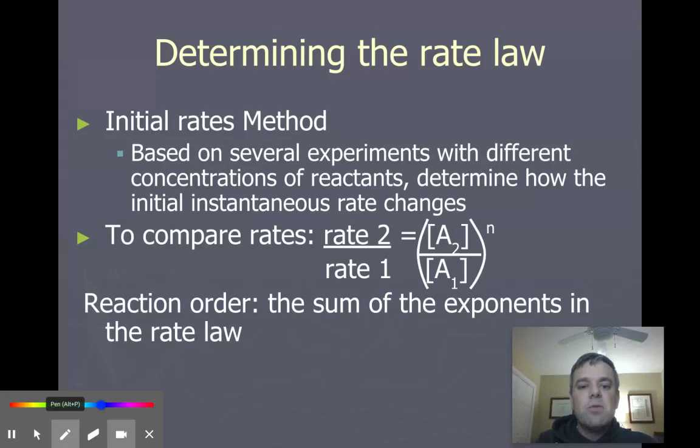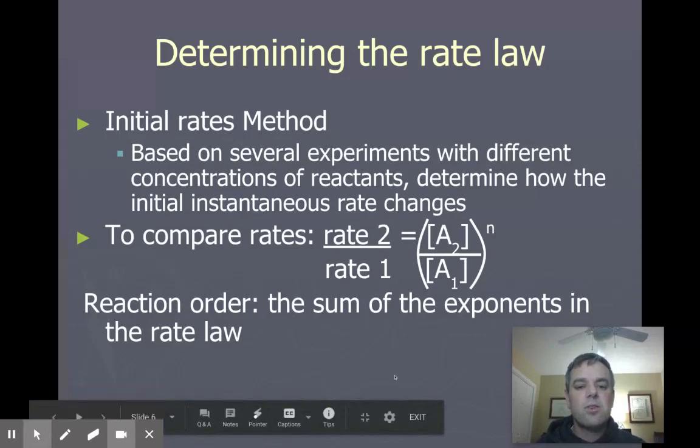All right, so if we wanted to compare rates, for two trials you have the rate in trial 2 divided by the rate in trial 1 equals the concentration of that substance in trial 2 divided by the concentration of that substance in trial 1, raised to some power n. So it's rate 2 over rate 1 equals concentration 2 over concentration 1 to the power of n. And then the last thing for you to know is that you may be asked what the reaction order is for a reaction, and that's the sum of the exponents in the rate law.